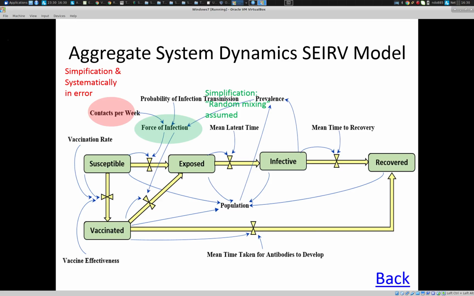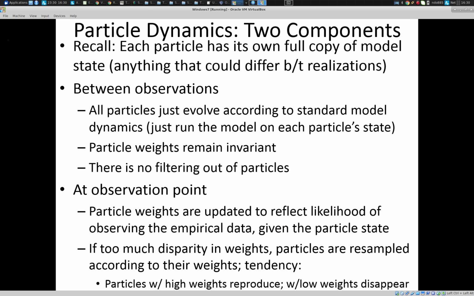We assume random mixing, no networks here. This is a high-level aggregate model, and that's going to lead the model to have some error.